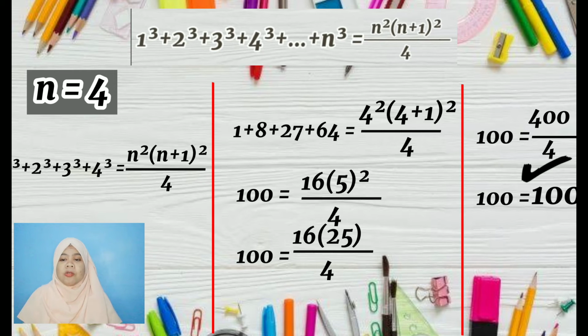Next we have 1 plus 8 plus 27 plus 64 equal to 100 on the left. On the right side we have 16 times 5 squared divided by 4. Now we have 100 is equal to 16 times 25 divided by 4. So we have 400 divided by 4, and now we have 100 is equal to 100. Therefore, the natural number 4 is true.